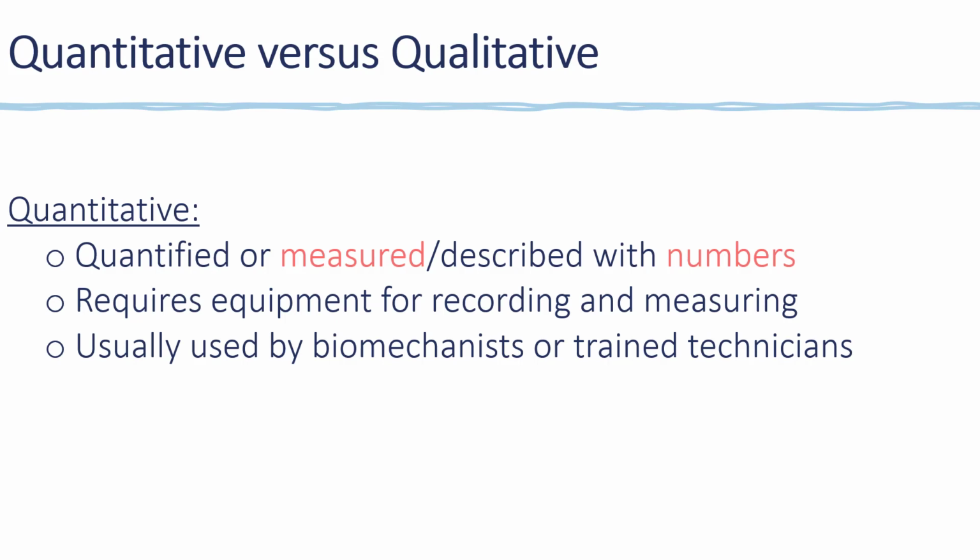Now, there are two ways for us to analyze movements in biomechanics. We can do it either quantitatively or qualitatively. This week, we're focusing on qualitative biomechanics. And then for the rest of the term, we'll talk about quantitative biomechanics. Essentially, in a quantitative analysis, the data are quantified or measured and described with numbers. This type of analysis requires equipment to record and measure the movements. For this reason, it's usually used by biomechanists or trained technicians.